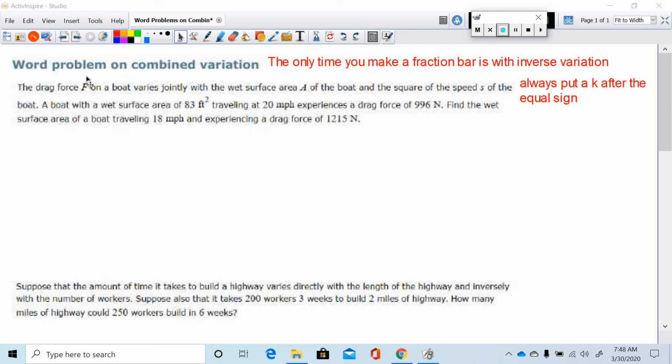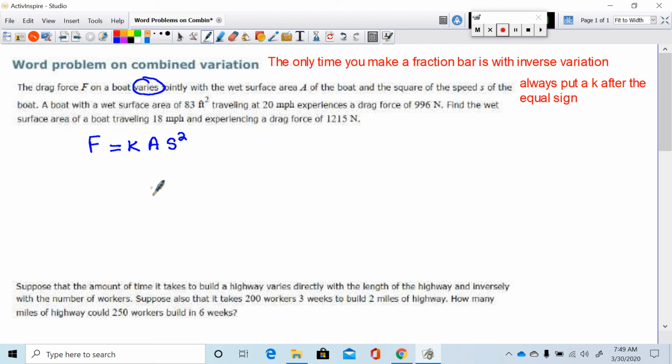Okay, drag force F on a boat. Anytime you see the word varies, that's when you're going to put your equals k. So we have the force in front of that, so that's in front of the equal sign. Jointly, that's not inverse variation, that's joint variation, so I'm just going to put that next to the k. Everything else is straight across. Jointly with this wet surface area A of the boat and the square of the speed S of the boat. Okay, so that's our basic equation for this one.